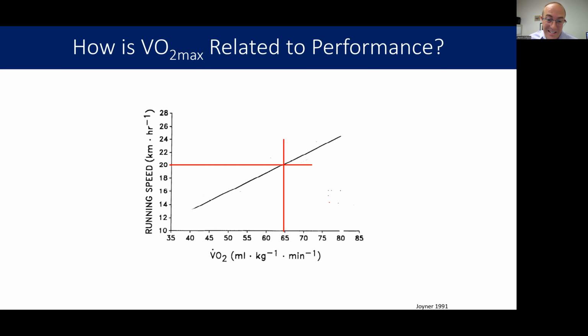And if your VO2 max is 50, you're not going to be able to sustain that 20 kilometers per hour. You might be able to achieve it temporarily by supplementing your ATP resynthesis with anaerobic means, but you're certainly not going to be able to hold it for more than a minute or two. So your VO2 max is going to determine what intensity of exercise is sustainable for you. That's why endurance athletes are interested in getting the highest VO2 max possible.